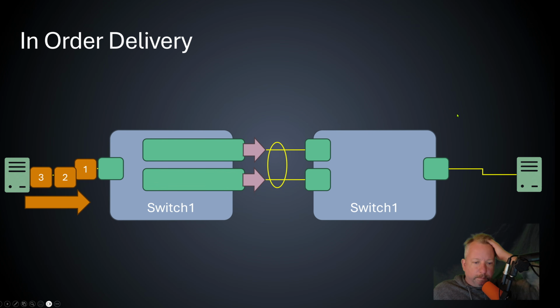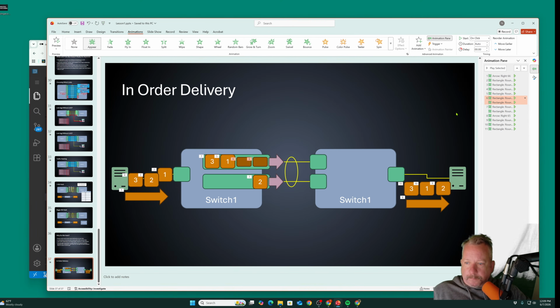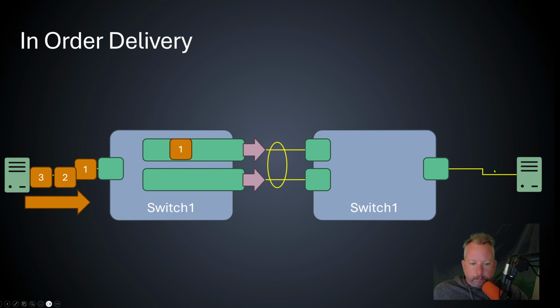One, two, three. The first packet goes into the first interface. However, there are 2 packets in front of it, so it's got to wait. That's what a queue does. It's a place for a packet to wait. There we go. So it's got to wait.